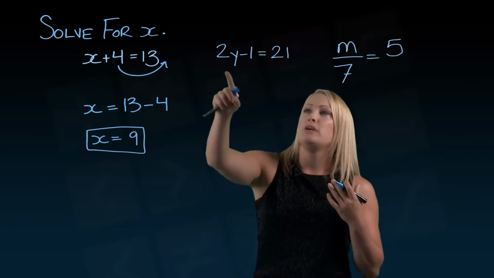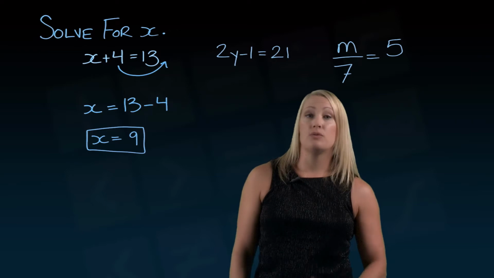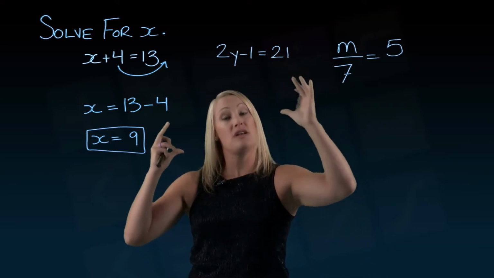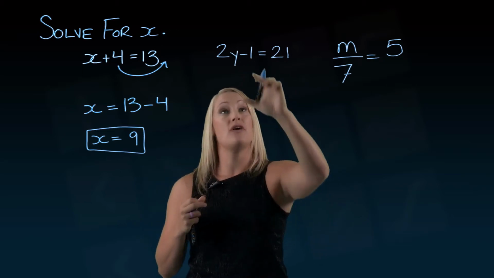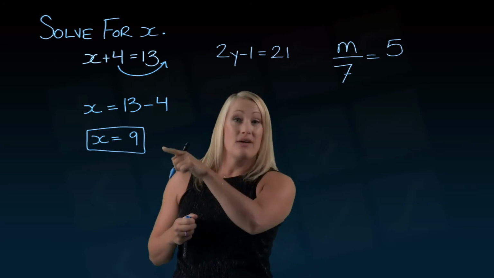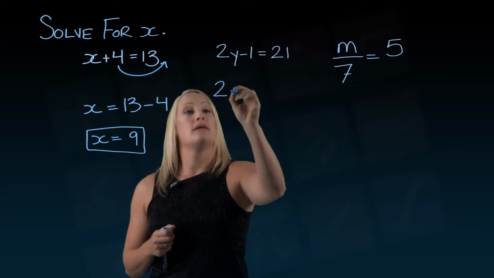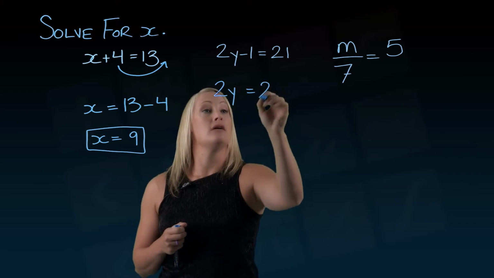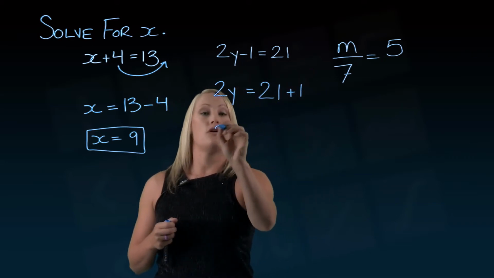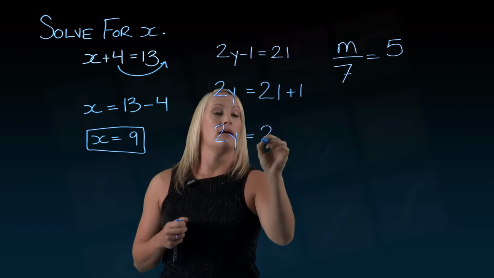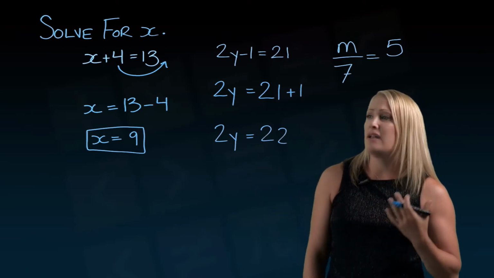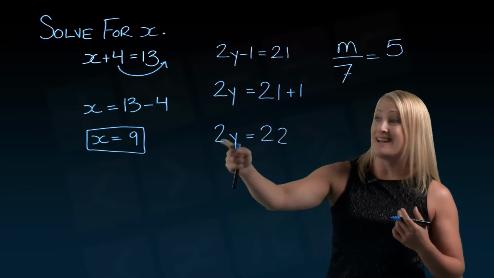We've got a second example here, 2y subtract 1 equals 21. Now this one has got two things going on. The first thing that we need to do in order to get this y by itself is to get rid of that negative 1 from the left side of the equal sign. And we now know from over here that we can move that negative 1 from the left side to the right side by changing its sign. So 2y equals 21 plus 1, 22.